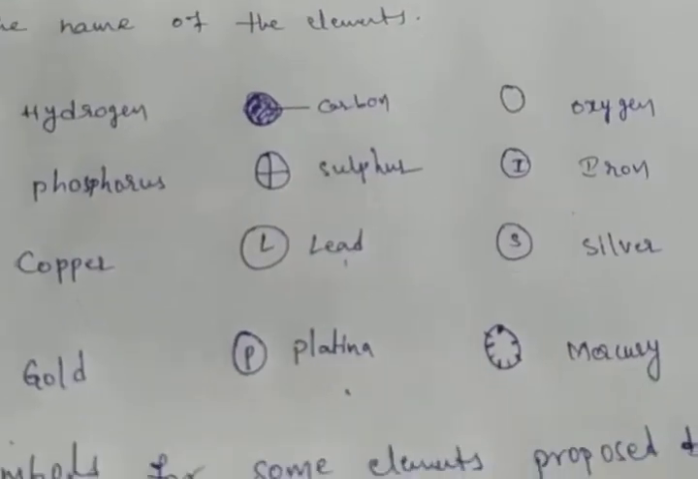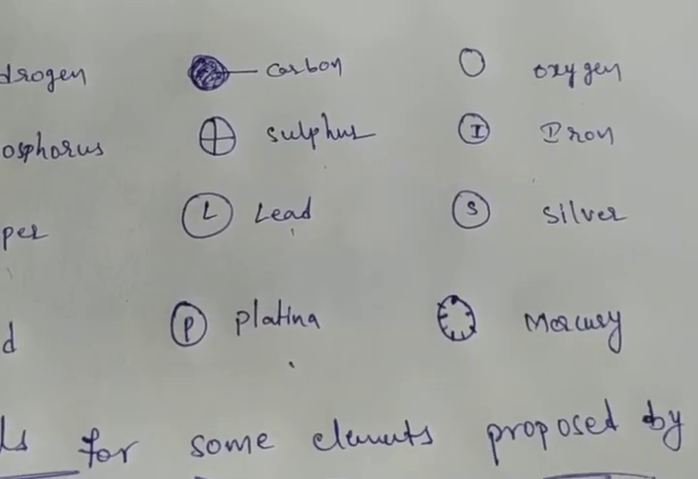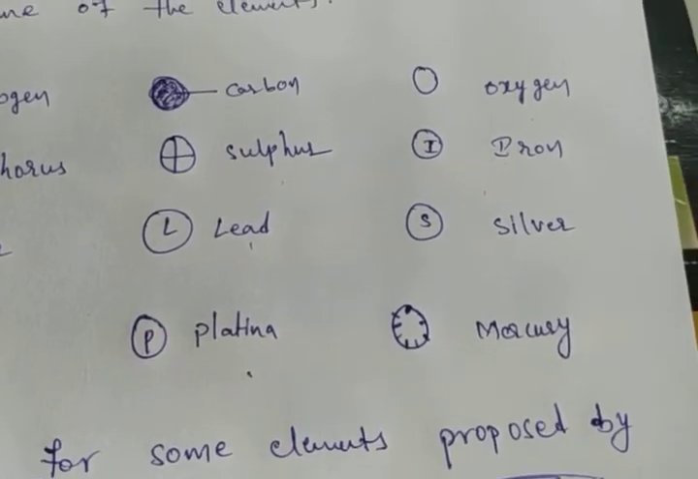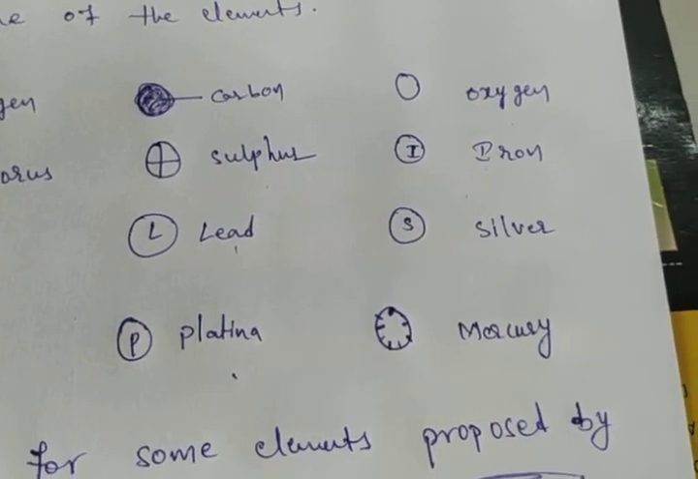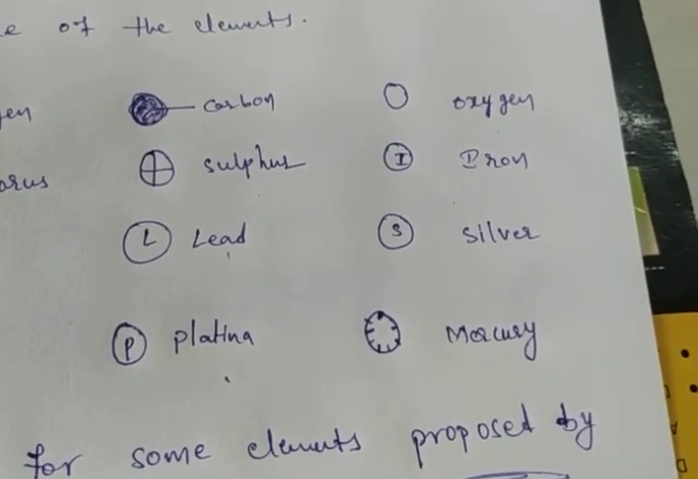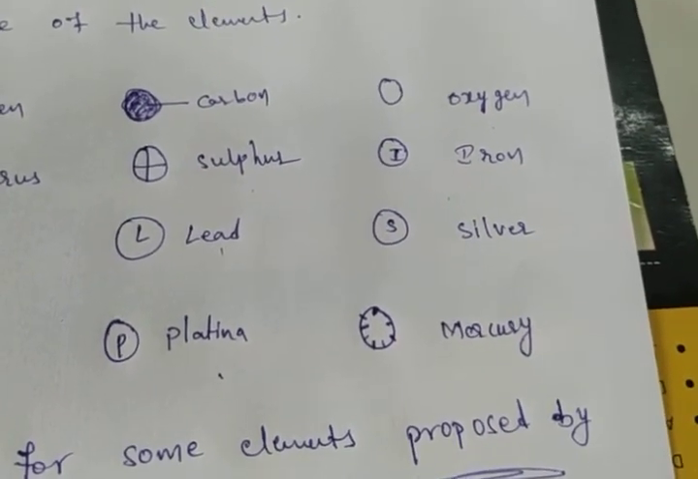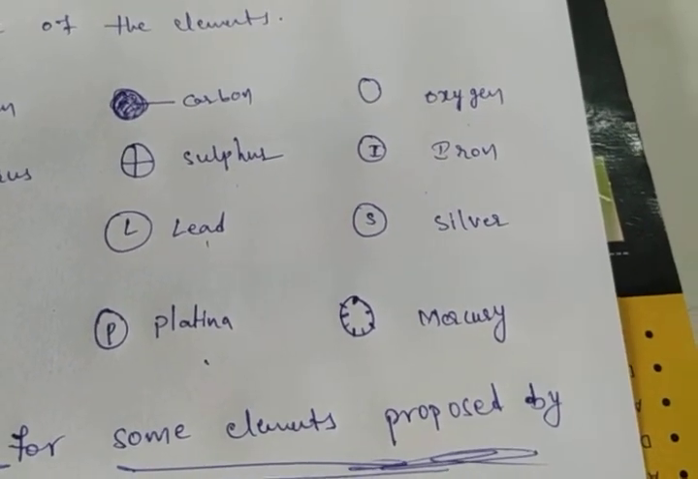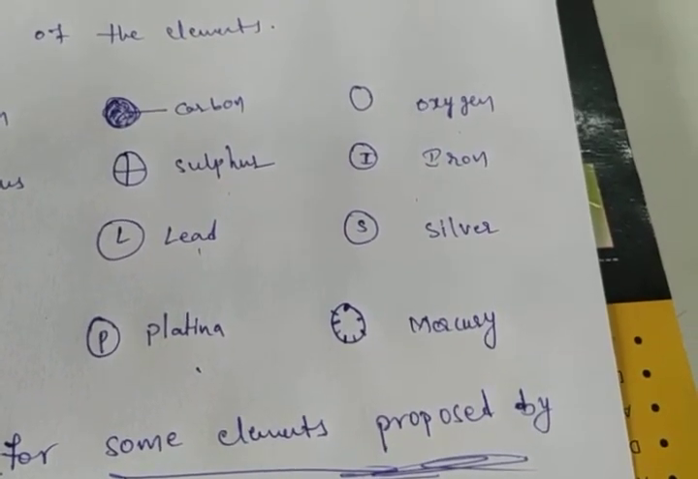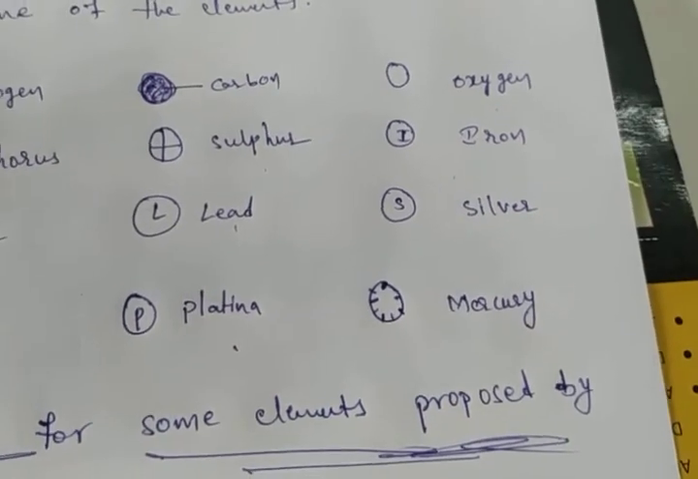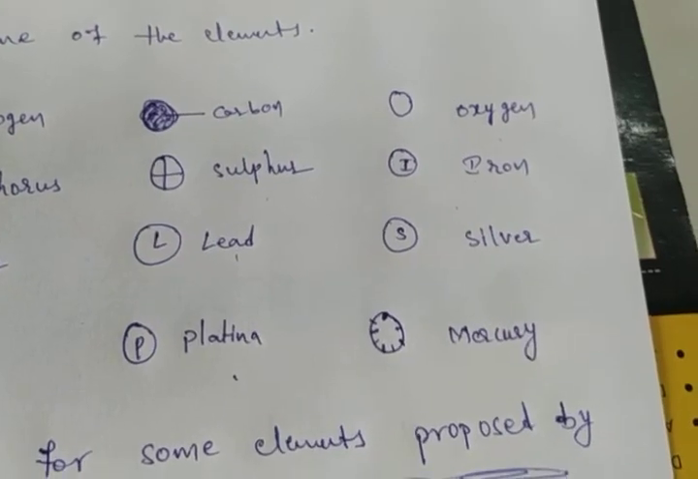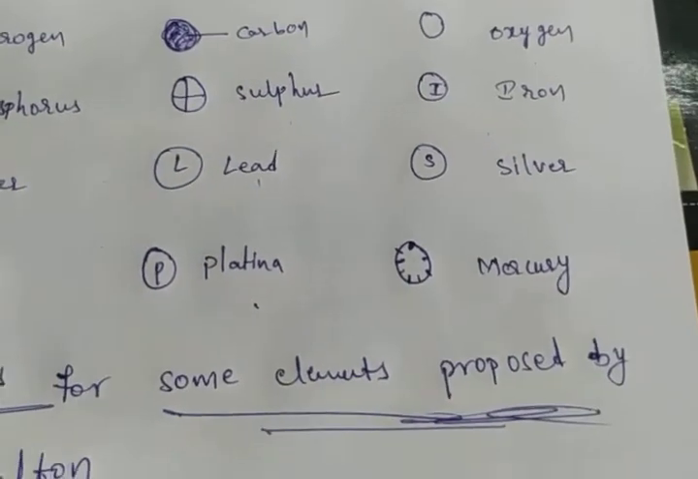What about according to Berzelius? According to Berzelius, symbols are given from one or two letters, the first or second letter, of the name of the element. Berzelius took the first and second letters from the name of the element, one or two letters.